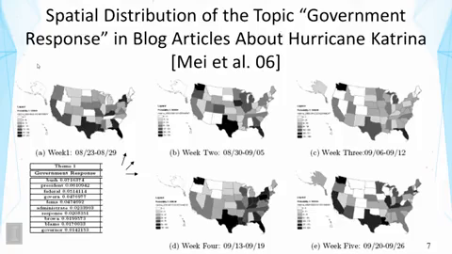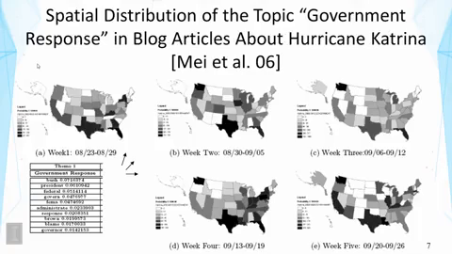This is some additional result on spatial patterns. In this case, it's about the topic of government response. And there was some criticism about the slow response of government in the case of Hurricane Katrina. And the discussion now is covered in different locations. And these visualizations show the coverage in different weeks of the event.